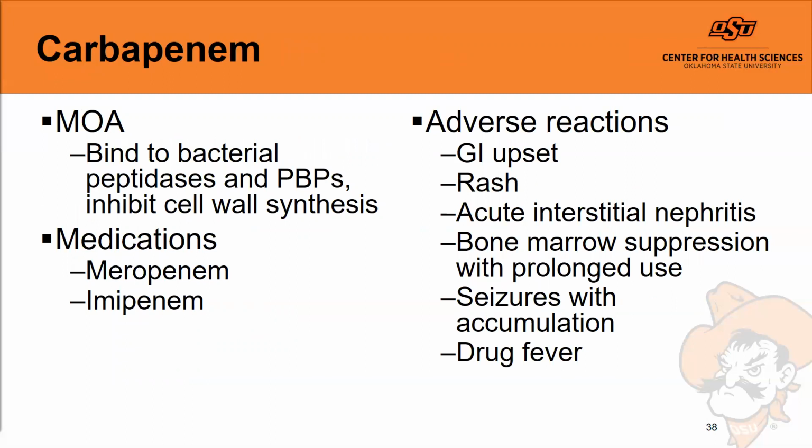The carbapenems. So these also bind to the penicillin binding protein. Meropenem and imipenem are the two mentioned in the guidelines. Now, ertapenem is not on this list as it does not cover Pseudomonas like the other carbapenems do. There's a similar side effect profile to cephalosporins with these, and seizures are the most common with imipenem, so use caution in patients with a history of seizures.